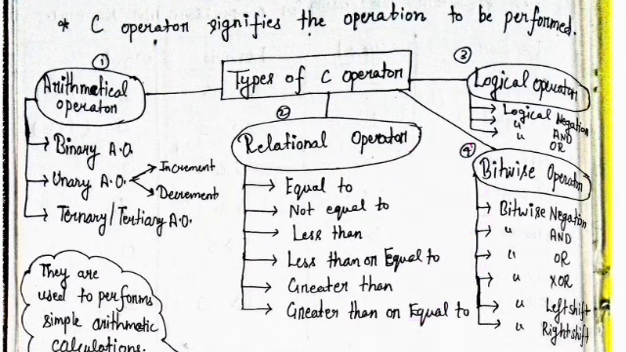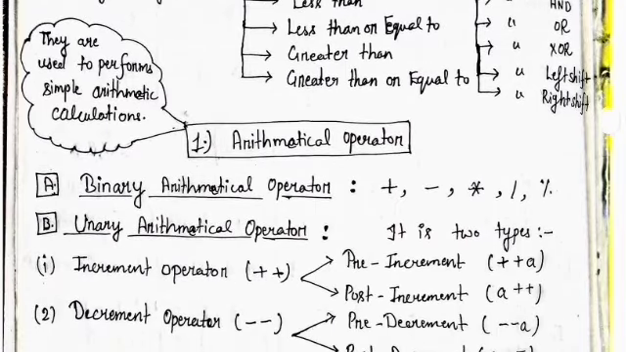Now come to the first C operator, that is your arithmetical operator. Arithmetical operators are defined as they are used to perform simple arithmetic calculation. Here first is your binary operator, like your plus, minus, multiplication, division and modulus.